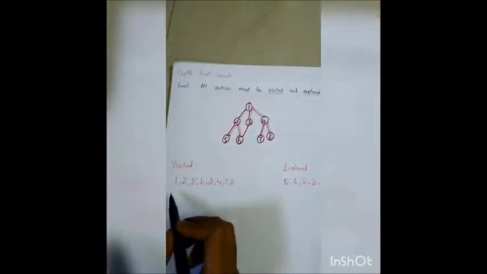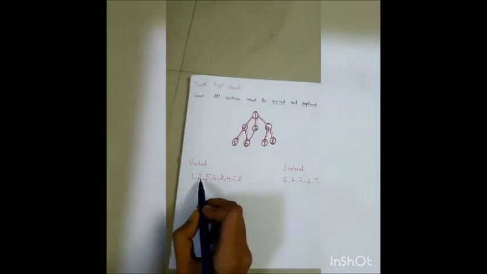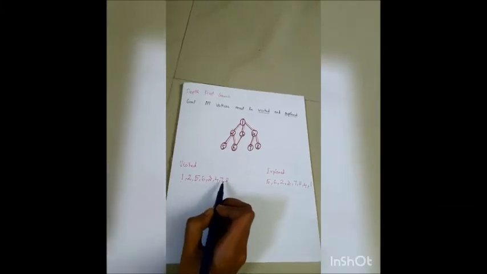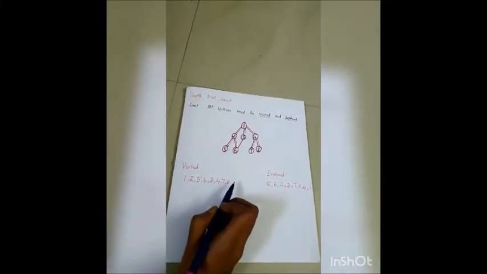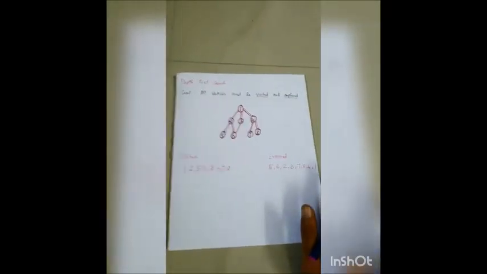So this is how depth first search works. Look at the order in which the vertices are visited. First you started with 1, then 2, then 5, 6, 3, 4, 7 and 8. So that's all about breadth first search and depth first search.